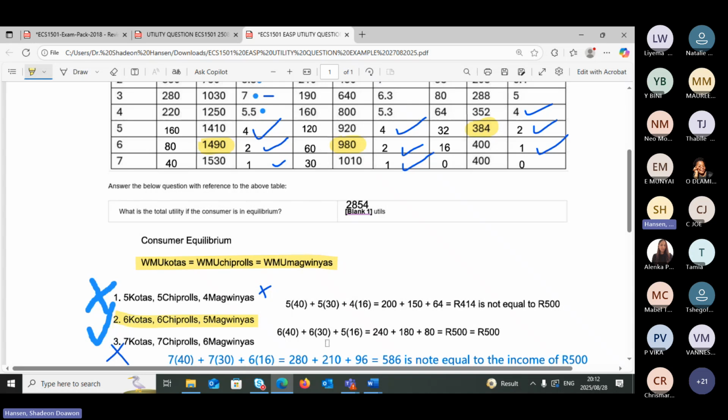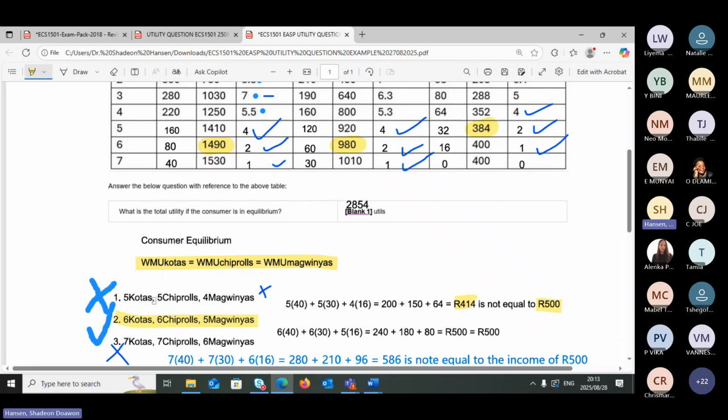We are now going to multiply the amount of quotas with the price of quotas and add that of Maguinhas and Chipperals to see if it equals our total income of 500. We tested the first instance. We took the 5 quotas multiplied by the price of quotas, plus 5 Chipperals multiplied by the price of Chipperals, plus 4 Maguinhas multiplied by the price of Maguinhas. Our final answer was 414 rand. But 414 rand is not equal to our total income of 500, so the first instance is not our true consumer equilibrium. Are we together?